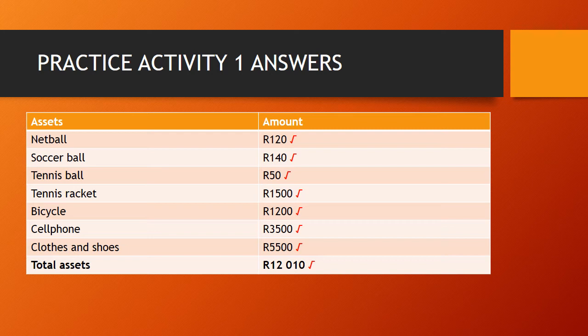Each of the assets that we have just looked into, you give yourself 1 mark for writing the name of the assets and the amount. It's 1 mark each. Right, and then at the bottom, we need to calculate our total assets. So when we add all the amounts, they give us the total of 12,010 Rand.